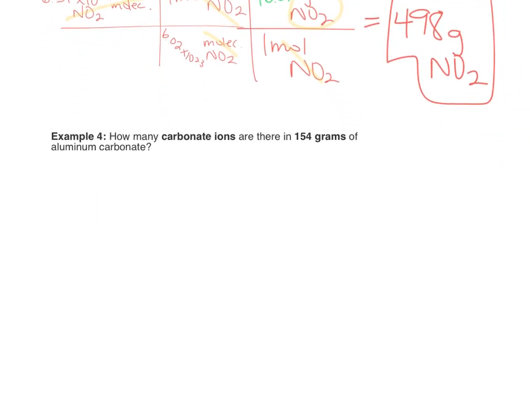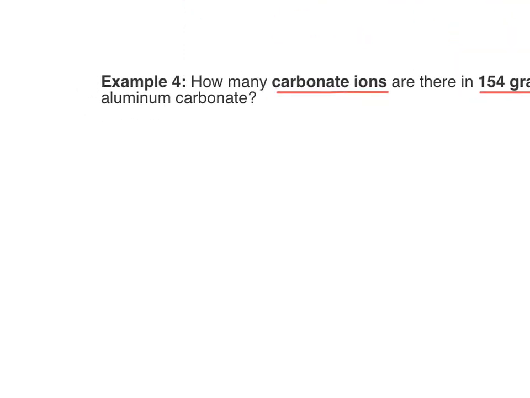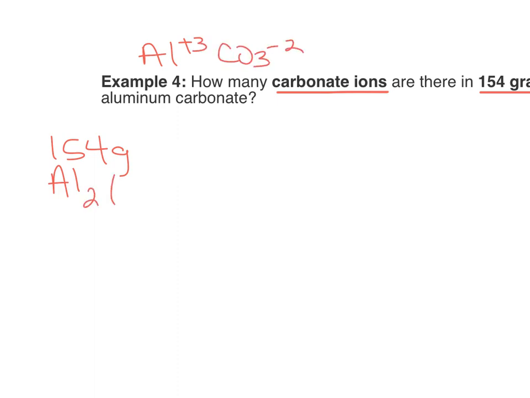Okay, next one. Now we're trying to find carbonate ions given 154 grams of aluminum carbonate. So this time around, we're going to start off with 154 grams of aluminum carbonate. So now let's think about that formula. Aluminum's plus 3, carbonate's negative 2. So it's going to take 2 aluminums for every 3 carbonates.